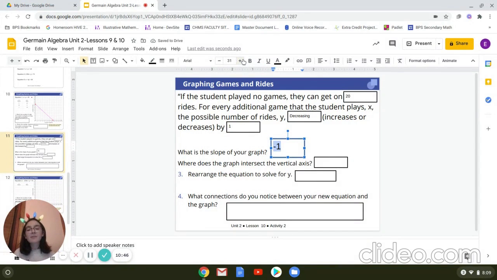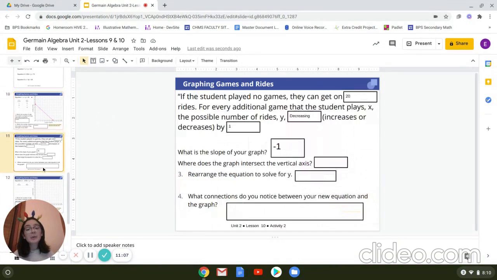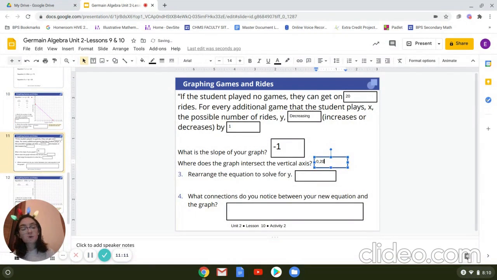Where does the graph intercept our vertical axis? For this question, you need to look back here at that vertical axis, that y-axis. Where does it hit that vertical axis? It hits it at a coordinate of over, comma, up. What's it going to be? 0, comma, 20. And let me put those parentheses around it.